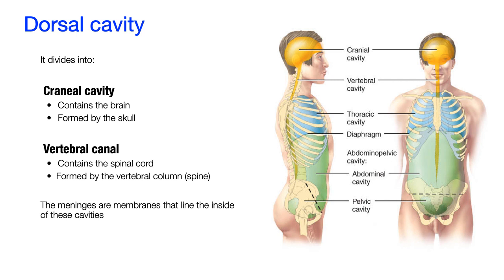You will see that cavities are lined by membranes. The central nervous system is protected by three membranes known as meninges that we will review in the head lecture, and you will see them again in neuroanatomy in the second semester.